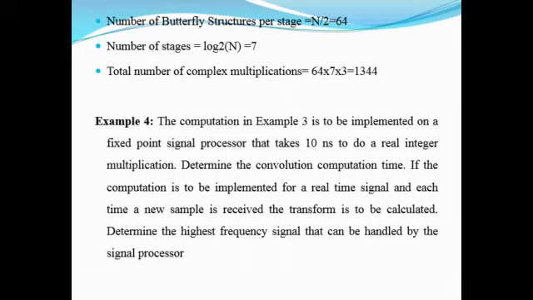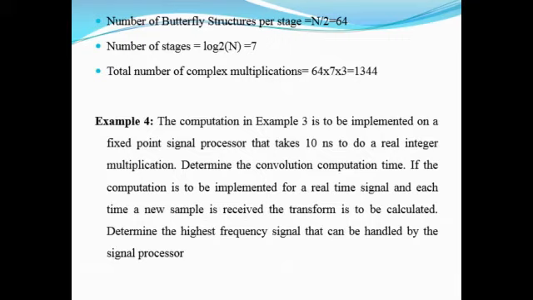The number of butterfly structures per stage is n by 2. So 128 by 2 is 64. The number of stages, that is log n to the base 2, that is log 128 to the base 2, is equal to 7. Then the total number of complex multiplications is 64 into 7 into 3, the number of stages.